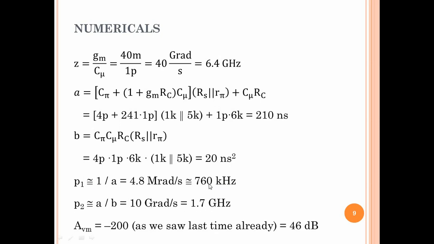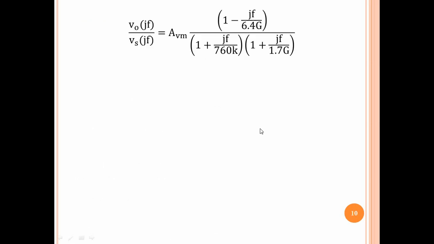So now if you look at these two numbers, we can confirm that P1 is much less than P2, at least 1,000 times, more than 1,000 times less than P2. The gain we've already seen before is minus 200, which is 46 dB in magnitude. So let's draw the Bode plot of this. So we have two poles and one zero. So we write this transfer function.